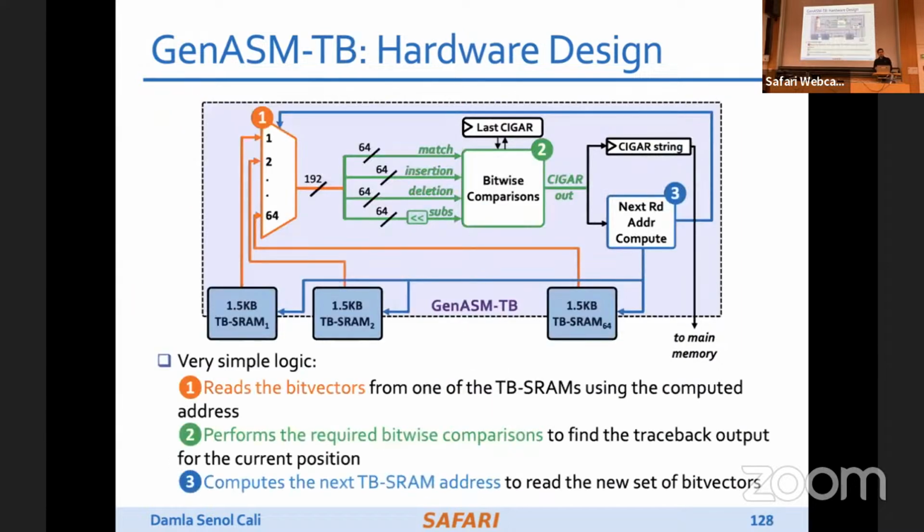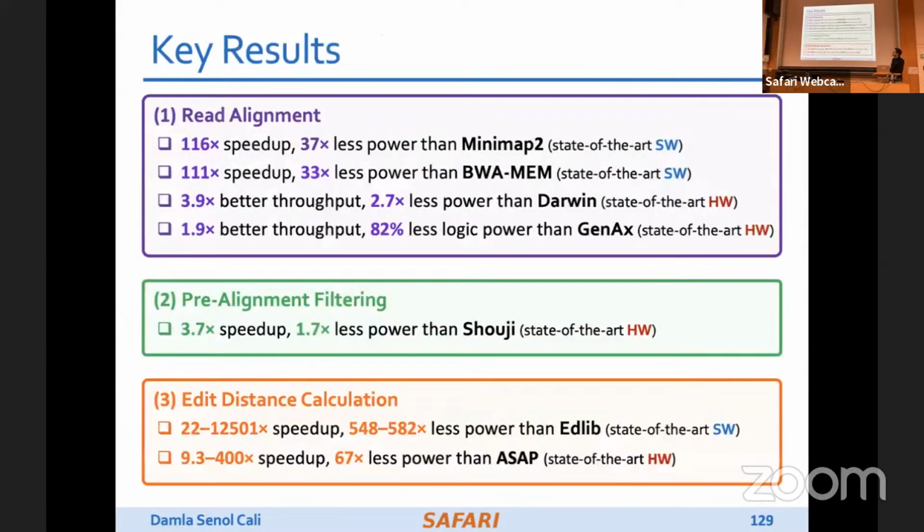Further, once we generate all our bit vectors to identify the minimum edit distance, we then iterate on these vectors quickly so that we identify the optimal alignment operations, again using some simple logic here. So this is the TB part in Genome.